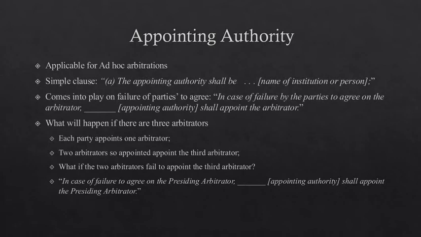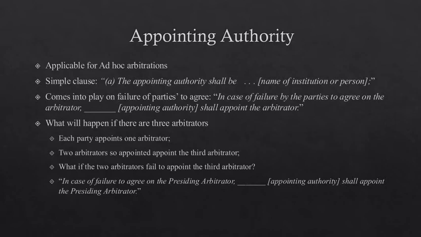Now, let us discuss the appointing authority. Designating an appointing authority becomes important in ad hoc arbitrations. If you do not designate the appointing authority, you may have to go to court at the seat of arbitration to get the tribunal constituted, if the other party does not agree to your choice. In arbitration, time may be of the essence, and in case you do not get the tribunal constituted in time, you may lose the strategic advantage. So, it is important to get the tribunal constituted quickly.